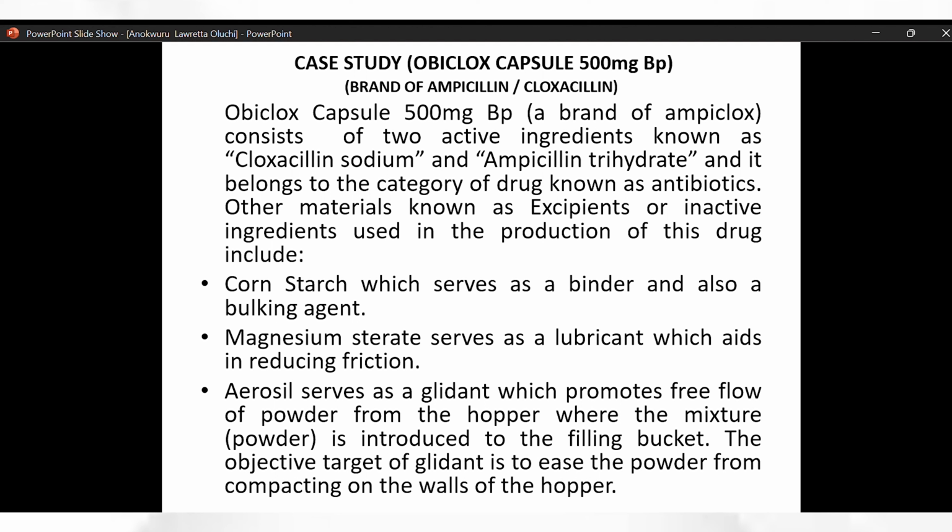So she talked about OB clause capsule 500, a brand of ampiclox, as you can see here, consists of two active ingredients, cloxacillin sodium and ampicillin trihydrate. So she tried to introduce the drug as much as possible, and then she looked at other materials known as excipients and inactive ingredients. That's how it was produced.